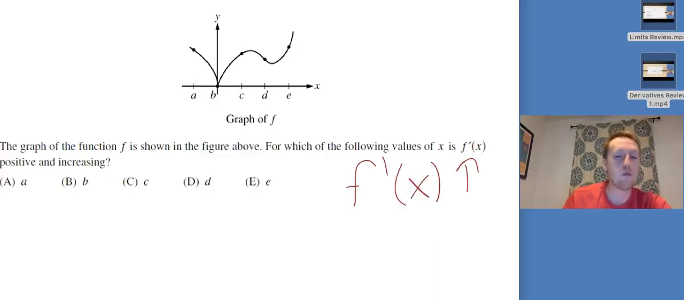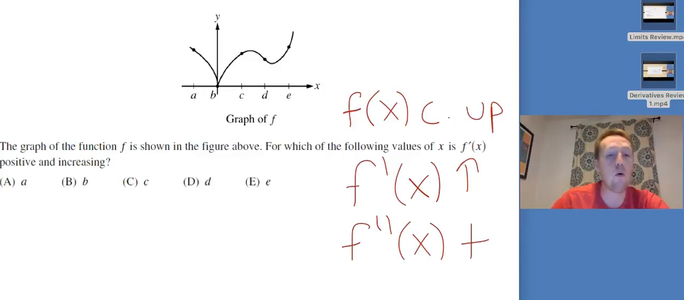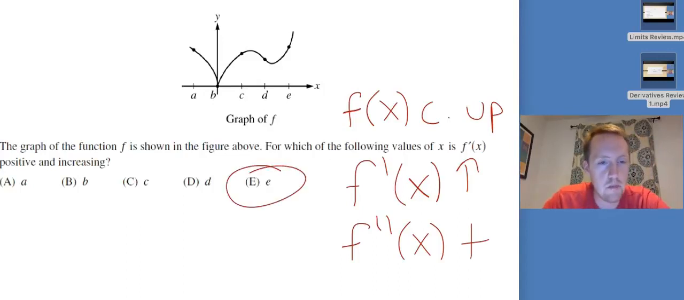F prime increasing. We've done this before. We did this a few slides ago. That means f double prime is positive, which means f is concave up. So I'm looking for a point where the function is both concave up and increasing. That'd be E. It's the only point that they gave us where it's both concave up and increasing.